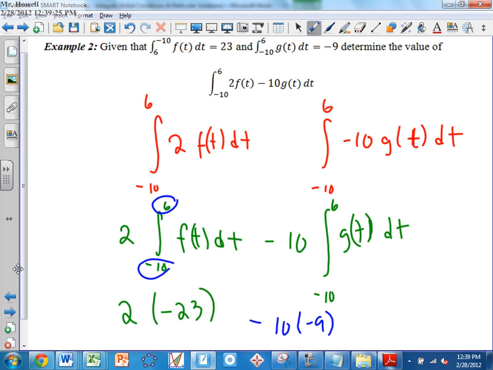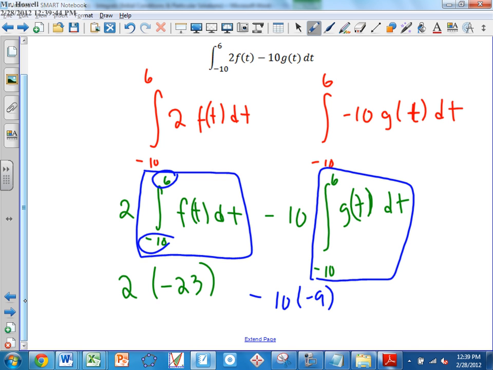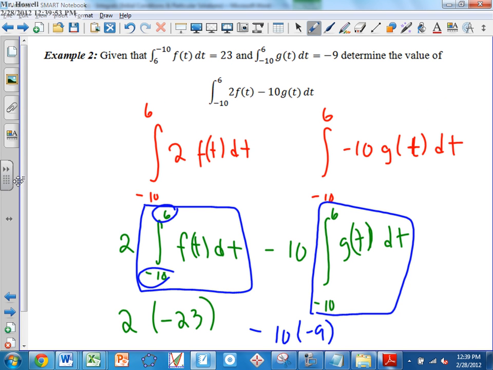Okay, again, take a look down at the bottom. This entire integral right here is negative 9. That was given in the problem right up there. This entire integral, sorry, is negative 23. Now combine like terms. It's given in the beginning of the problem. This box is given as 23. Look at the beginning. But it's reverse limits. So we have to switch the limits, which makes it a negative.